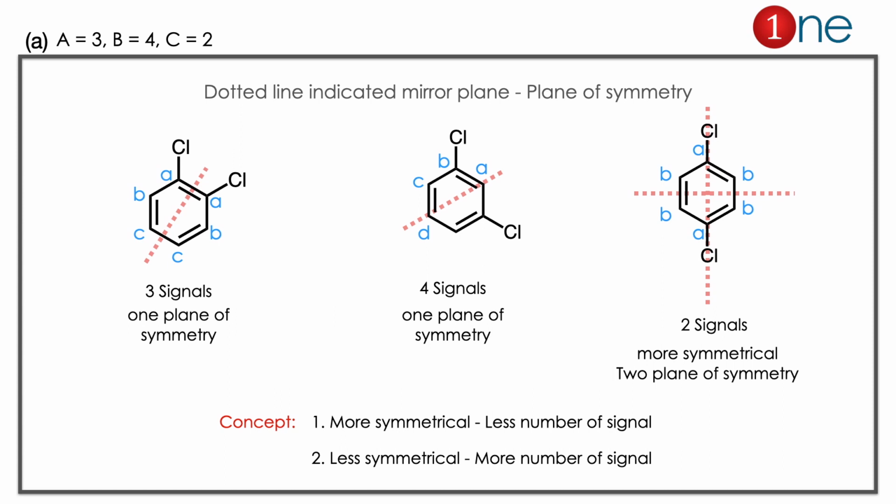A has 3 signals, B has 4 signals, C has only 2. Here the concept you have to learn is that a more symmetrical compound gives fewer signals and a less symmetrical compound gives more signals.